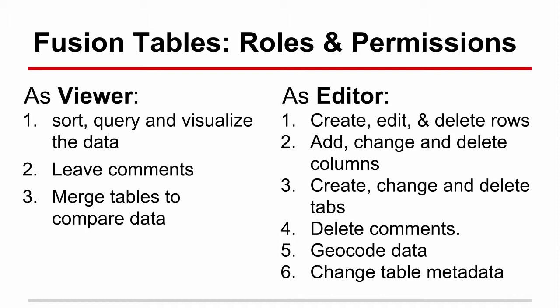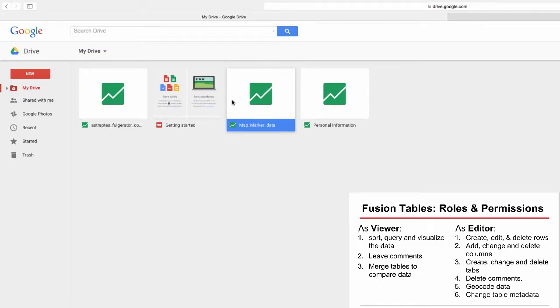In the role of an editor, the user is allowed to create, edit, and delete rows. They're allowed to create, change, and delete tabs. They're allowed to geocode the data, add, change, and delete columns, change table metadata, and delete the comments. Editors on view or merge tables cannot edit data, geocode data, or modify columns unless they are given permission to do so. You can set these roles from within the Google Drive.